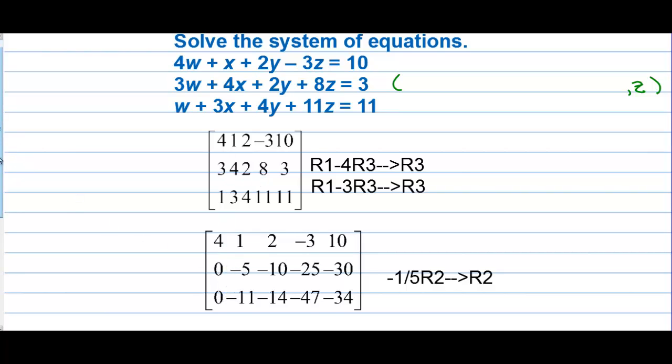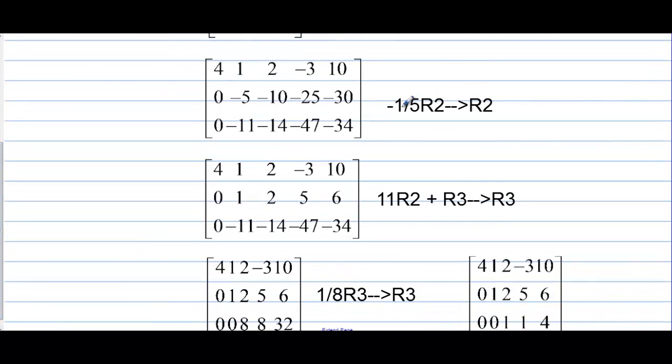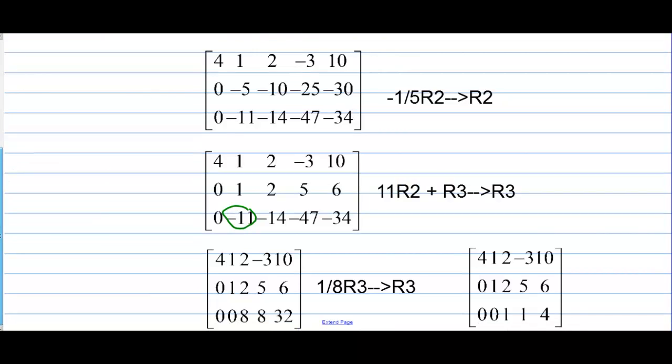Well, I notice that the second row is all multiples of 5. So we're going to take row 2 times negative 1/5. We get 1, 2, 5, 6. I need a 0 in that spot right there. So 11 times row 2 plus row 3 and replace row 3. And we get that corner to be zeros. But I notice that I can take 1/8 of this right here and get 1, 1, 4.